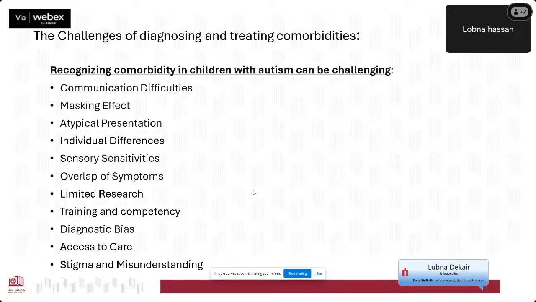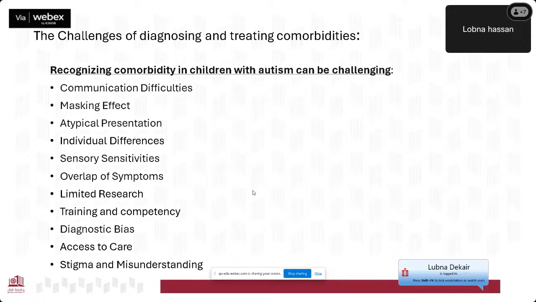The other factor that plays a role in managing comorbidity in autistic people is the amount of research. Despite research being done in this field, it is still limited. That's why healthcare providers face difficulty developing effective treatment plans. The training and competency of the family and the healthcare worker also play a major role in improving the recognition and treatment of comorbidity in autistic people. Diagnostic bias can delay the identification of comorbidity. For example, healthcare professionals may sometimes attribute symptoms solely to autism without considering other possible comorbid conditions. Access to care also, such as long waiting times for appointments and the small number of providers who are specialized in treating autism and comorbid conditions, may contribute to this challenge.